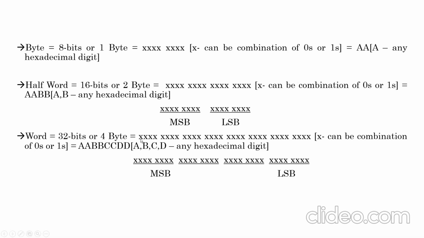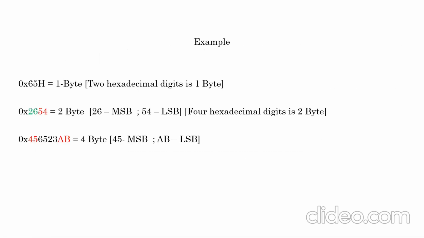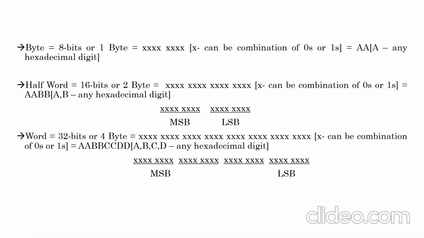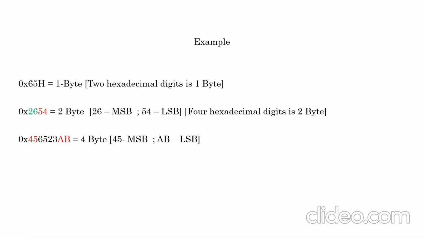This X can be any combination of zeros or ones. How does it look? I'm going to just provide the format of a byte, half word, or word. You will not be able to visualize it, but how do we actually represent it? For example, take this number. H represents that it is a hexadecimal value. So 65H, a combination of 2 hexadecimal digits, is equivalent to 1 byte. A combination of 4 hexadecimal digits is equivalent to 2 bytes.